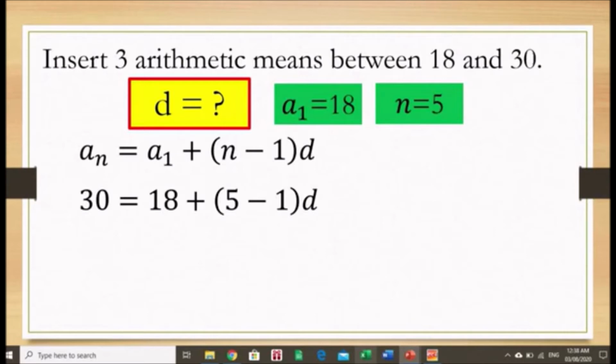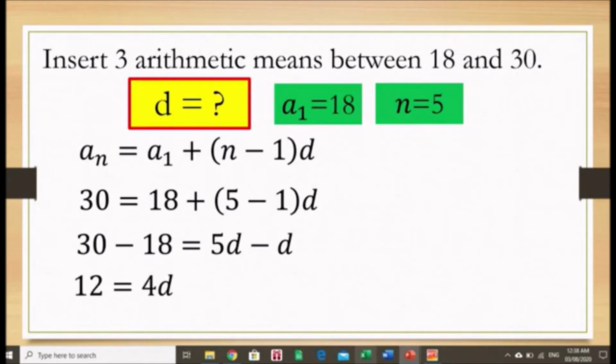So the same thing, we have to simplify. 30 minus 18, transpose positive 18, it will become negative. Then distribute d to 5 and negative 1. 5 times d is 5d, and negative 1 times d is negative d, or negative 1d. Simplify further, 30 minus 18 is 12, and then 5d minus d is 4d. Then to solve for d, we divide both sides of the equation by 4, making 12 divided by 4 equal to 3.